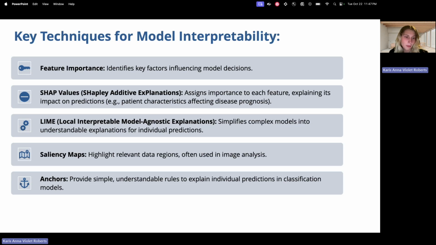Then we have LIME, which stands for Local Interpretable Model Agnostic Explanations. This simplifies complicated black box models into interpretable explanations for each individual prediction. And then we have saliency maps, which highlight the most relevant regions in the data. This is often used in image analysis. This can also be used in medicine for screenings of cancer. And then we have anchors, which are simple and understandable rules to explain individual predictions in classification models.